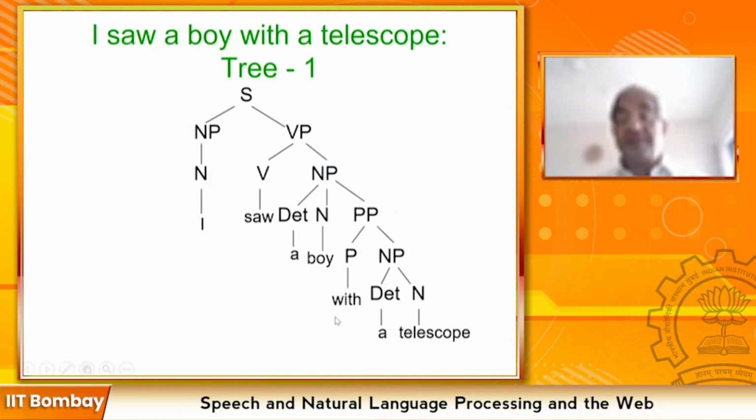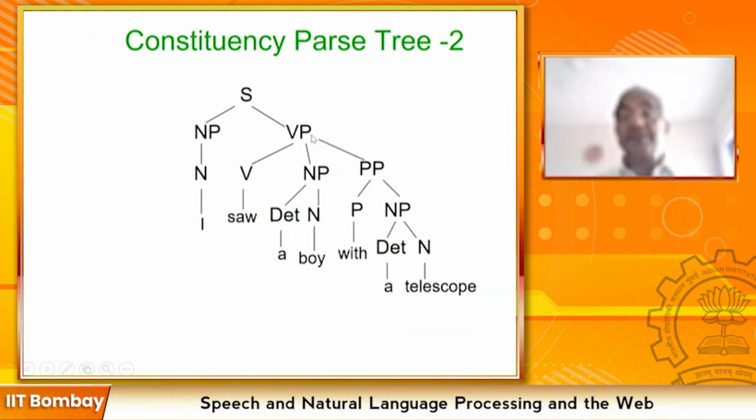We'll have this structure, this parse tree, where the NP contains the preposition phrase. The other structure is that the verb phrase contains the preposition phrase. If the verb phrase contains the preposition phrase, then I have the telescope. If the noun phrase contains the preposition phrase inside NP, then the boy has the telescope. This is the way the structuring is done, and we have to find out the probability.